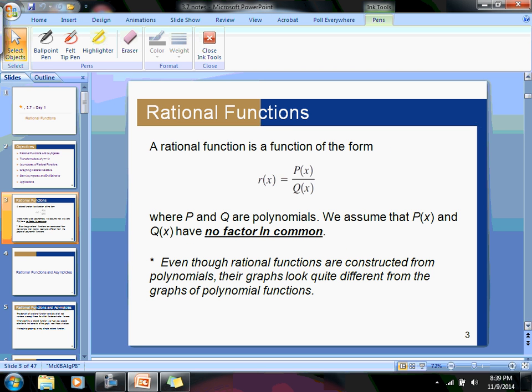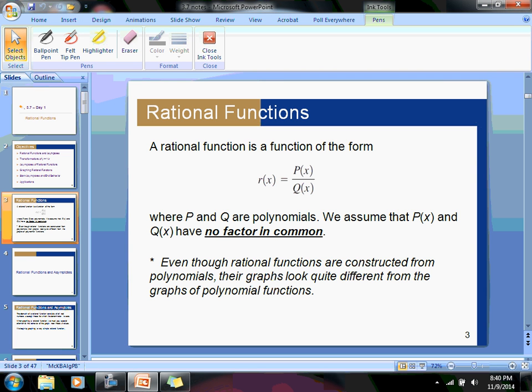A rational function is basically a function where the numerator and the denominator are both polynomials, and they have no factor in common. Now sometimes you can factor them and cancel some stuff out, but we're not going to see many of those. But we still might have to factor even though they don't have a factor in common.